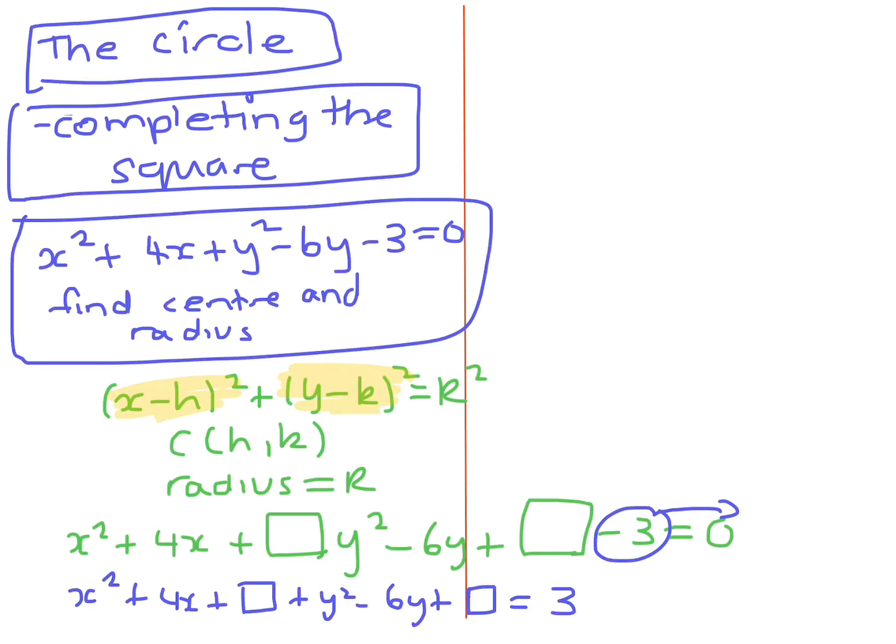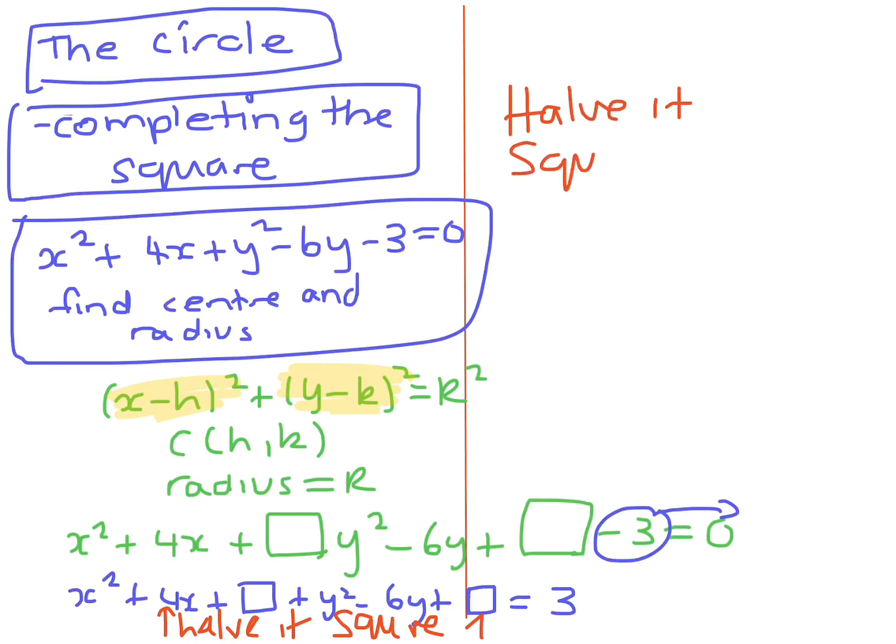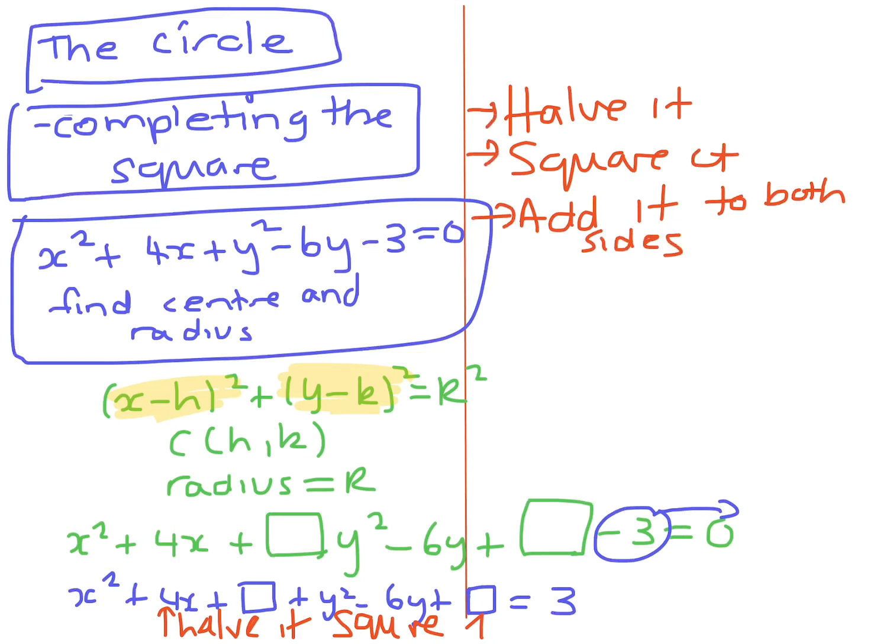Now, remember that all that you need to do here is you go to this middle term and you halve it, square it, and then you add it. Now, when you add it, you have to add it to both sides because it is an equation. And if you do it to both sides, then you're going to keep it balanced.